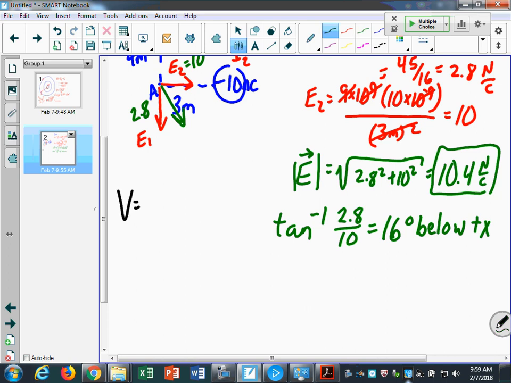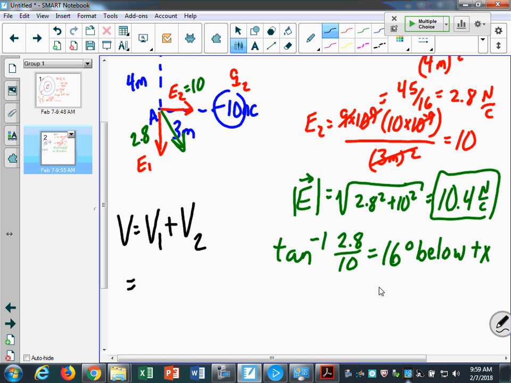V is equal to V1 plus V2. So this would be a third problem. These, the electric field, that's two problems, the magnitude and direction. A third problem is what is the potential. Remember, a potential, vector or scalar quantity? It's a scalar quantity. Okay, so you treat it differently. You treat it quite a bit differently.